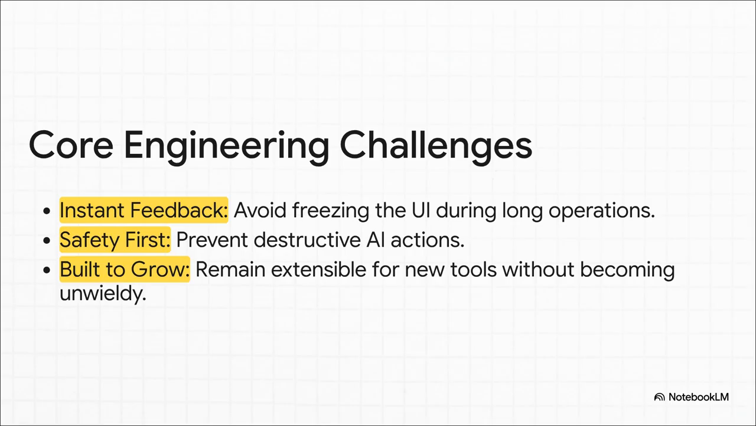Now, the entire architecture of these systems is basically built to solve three huge challenges. First, how do you get that instant feedback? How do you stop the whole app from just freezing up while the AI is off thinking? Second, and this is maybe the most important one, how do you keep it safe? You absolutely do not want an AI accidentally deleting your entire project, right? And third, how do you build it so that it can grow? So you can keep adding new tools and new capabilities without having to rebuild the whole thing from scratch.